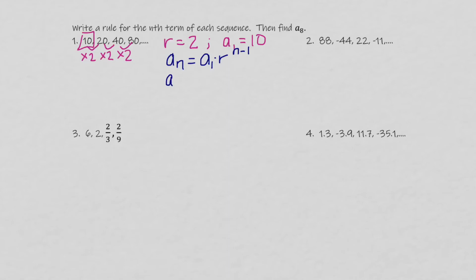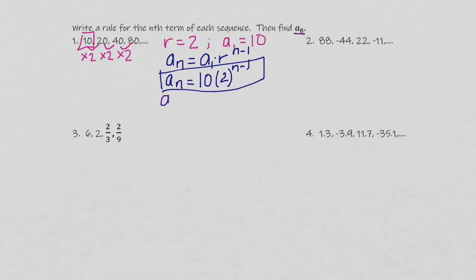So my a sub n, my first term is 10, so I'm going to do 10 times my ratio of 2 to the n minus 1 power. And my sequence is written. Actually, in some aspects, it's a lot easier than having to simplify after the arithmetic one or multiplying it all out. All right, so now we're going to go in and find a sub 8.